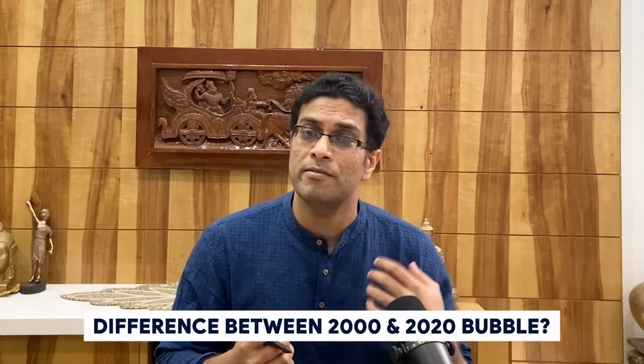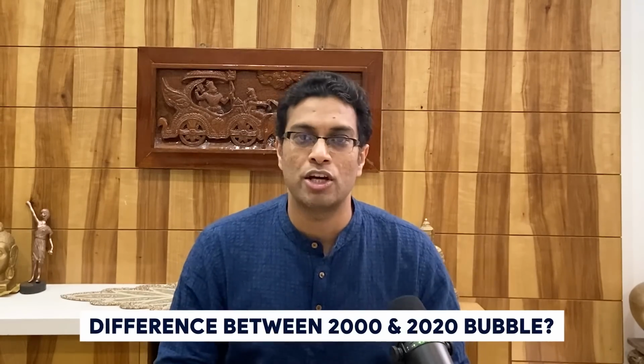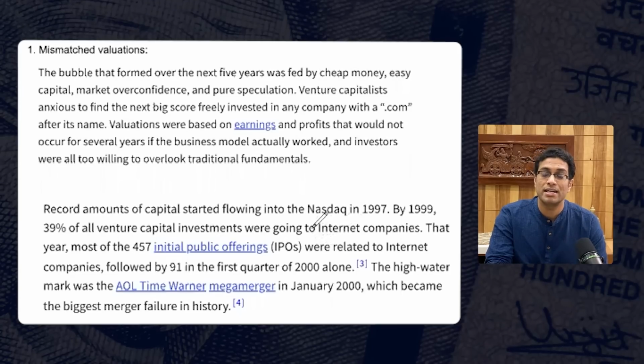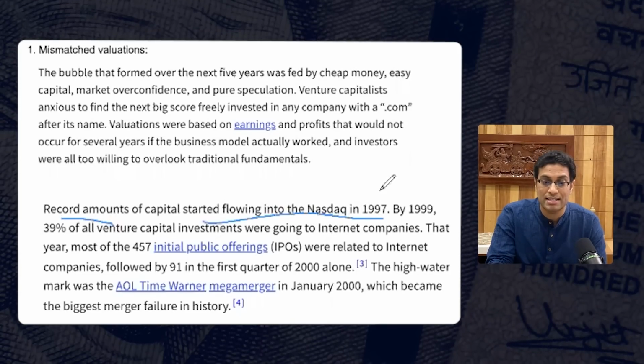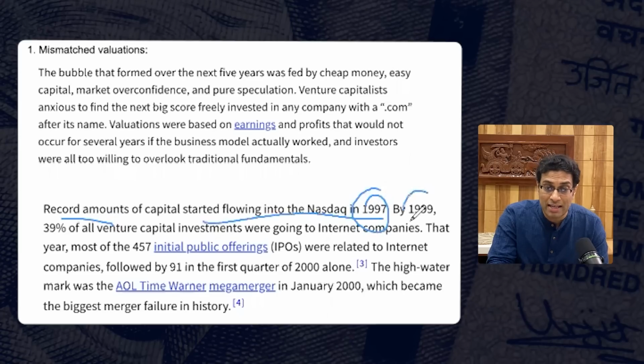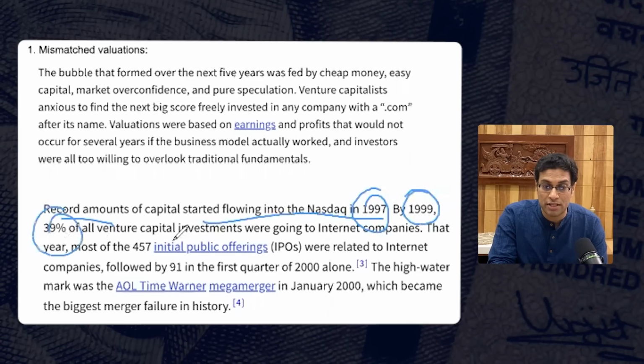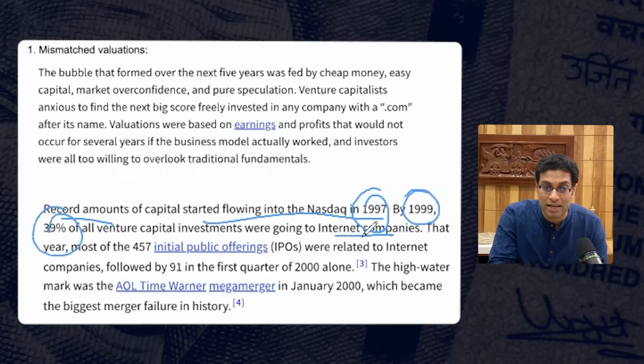Which brings us to part two of the story. If you look at the maturing of this bubble, then what is the difference between 2000 and 2022? If you study the 2000 data, the maturing of the bubble took place because a lot of VC money poured into the ecosystem. According to some articles, it has been clearly stated that a record amount of capital started flowing in Nasdaq in 1997. By 1999, 39% of VC investment were going to internet companies.